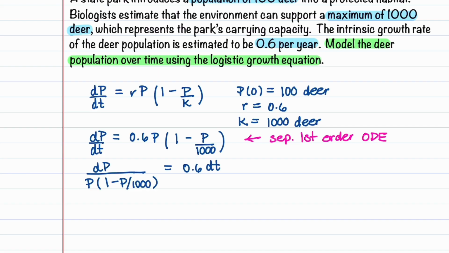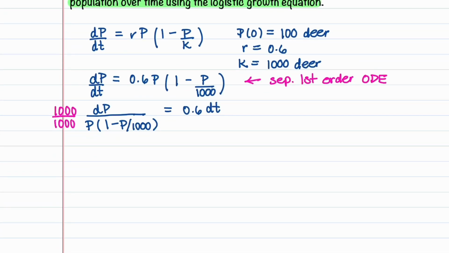To make things easier on the left-hand side, let's multiply the top by 1,000 and the bottom by 1,000. That will get rid of our fraction. This gives us 1,000 dP all divided by P times (1,000 minus P). And that's a lot easier to work with. And then our right-hand side stays the same. We can solve this by integrating both sides.